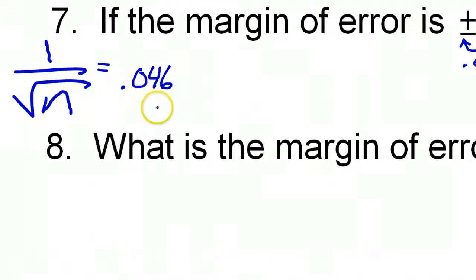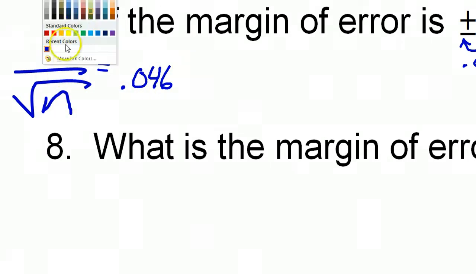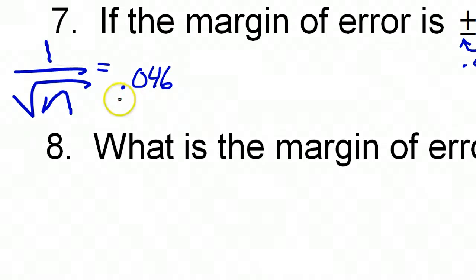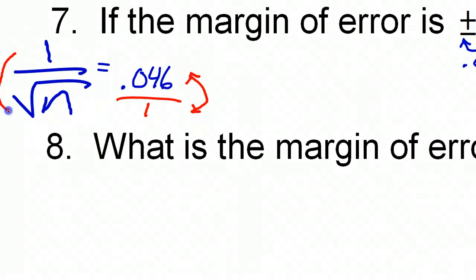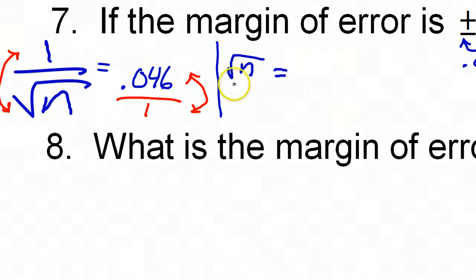So this is the equation. The margin of error equals 0.046. I just have to solve this for n. Now just do the reciprocal of both sides. Understand that this is like having 0.046 over 1. So I'm simply going to do the reciprocal in both places. If I do that, then I wind up with the square root of n over 1, which I don't need the 1 under it. And then over here, I'm going to wind up with 1 over 0.046.